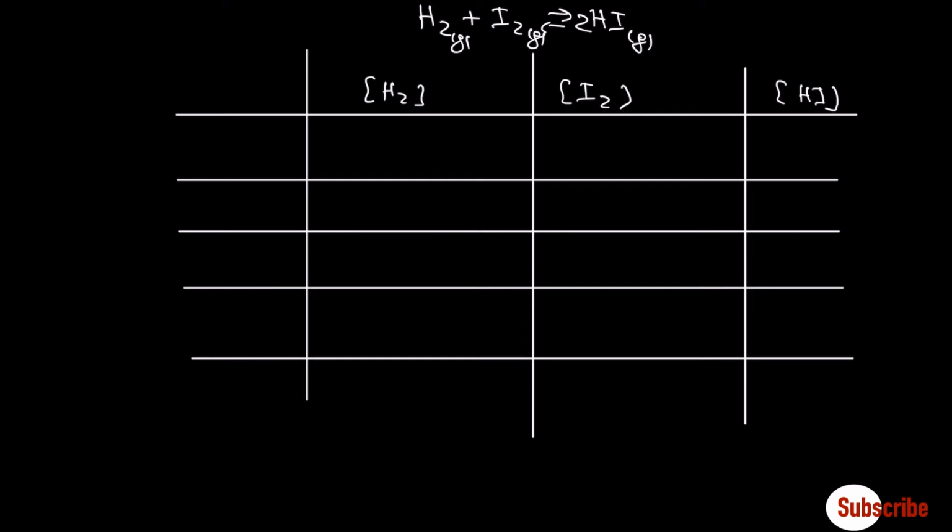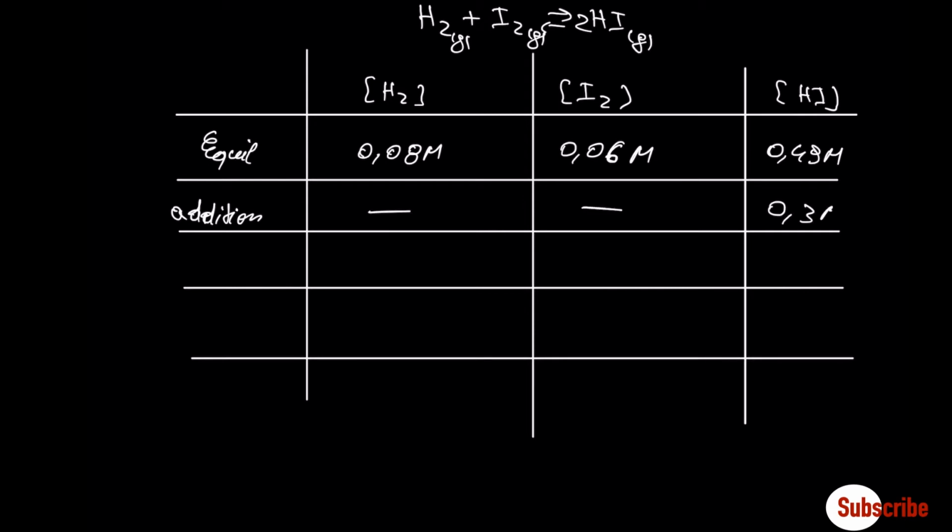In the first row of the table, we are going to place the equilibrium concentrations that are given by the exercise. In the second row, we are going to add the addition, where we add 0.3 molar hydrogen iodide. When we add 0.3 molar hydrogen iodide, after the addition, the system moves from the equilibrium to new initial concentrations. Again, here is equilibrium plus addition.